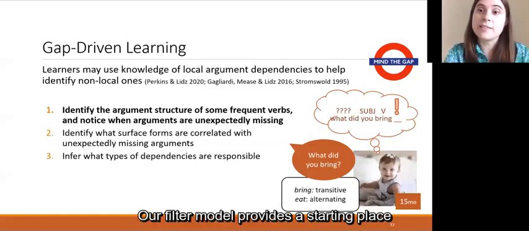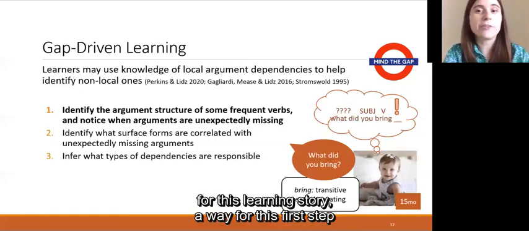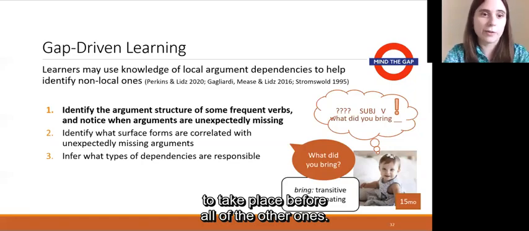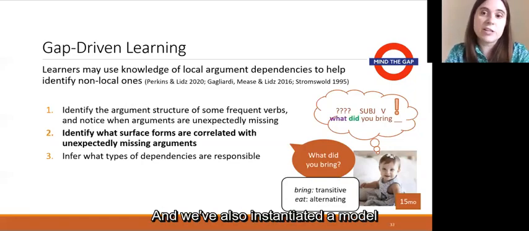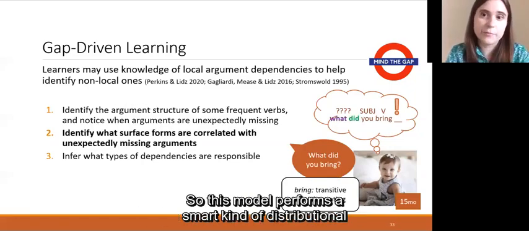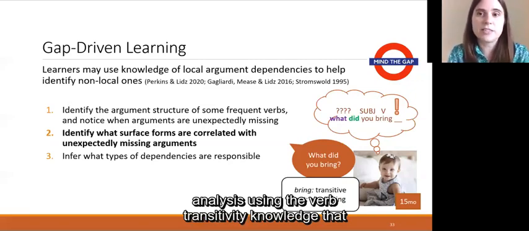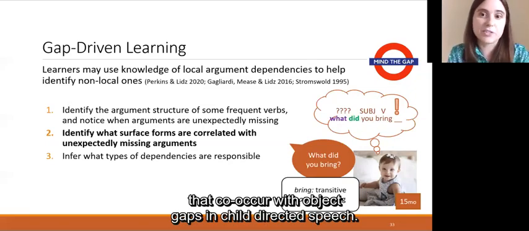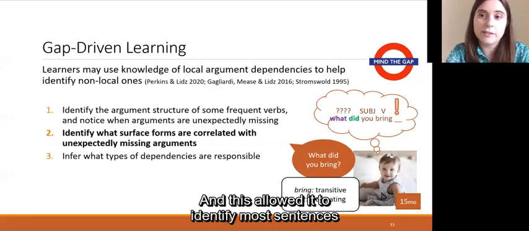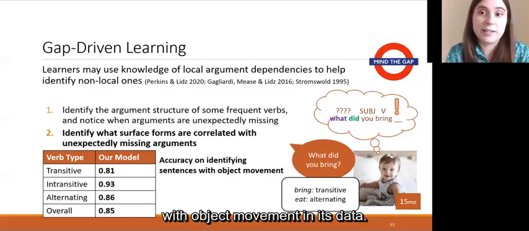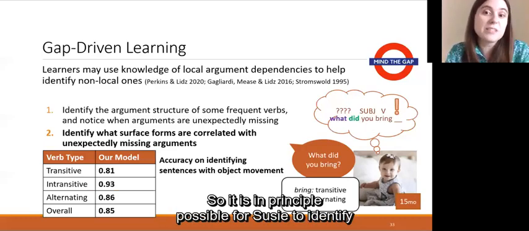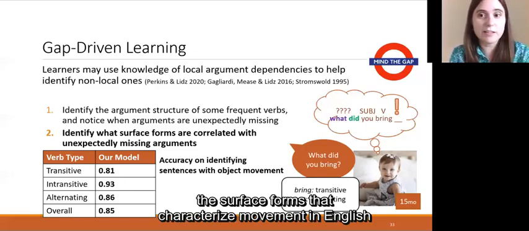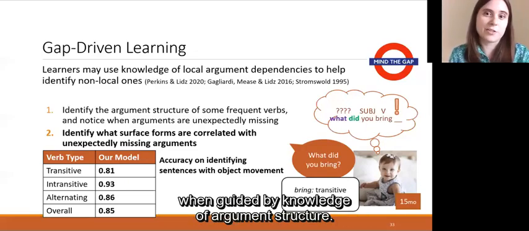Our filter model provides a starting place for this learning story, a way for this first step to take place before all of the other ones. And we've also instantiated a model that performs the second step of learning. So this model performs a smart kind of distributional analysis using the verb transitivity knowledge that the first model had learned to identify the surface forms that co-occur with object gaps in child-directed speech. And this allowed it to identify most sentences with object movement in its data. So it's in principle possible for Susie to identify the surface forms that characterize movement in English when guided by knowledge of argument structure.